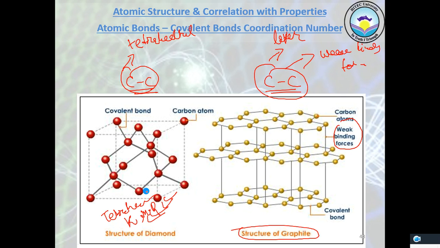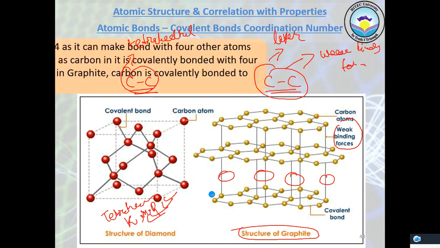While in case of graphite, you can see a difference. Because of the presence of these weak binding forces, graphite has a weaker structure as compared to diamond, and thus graphite has a low thermal conductivity, and low melting point and strength as well.